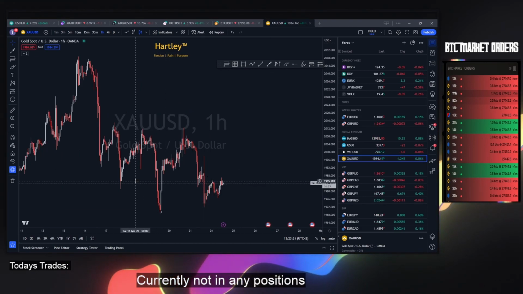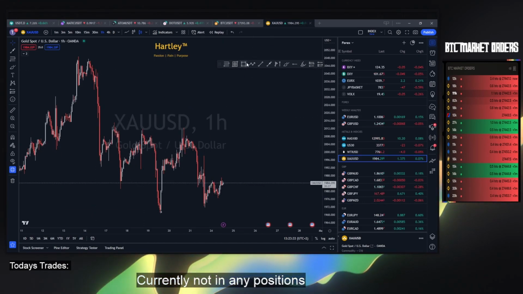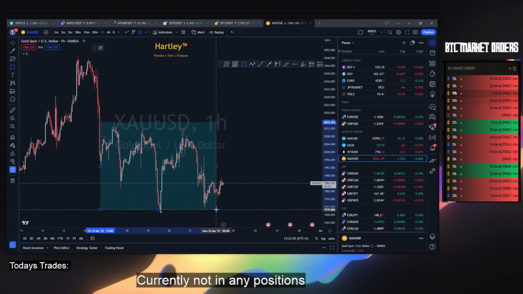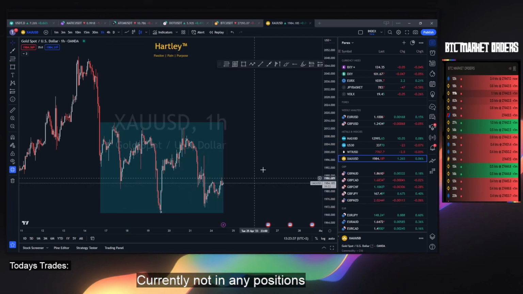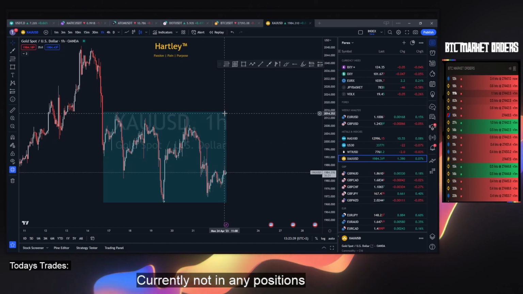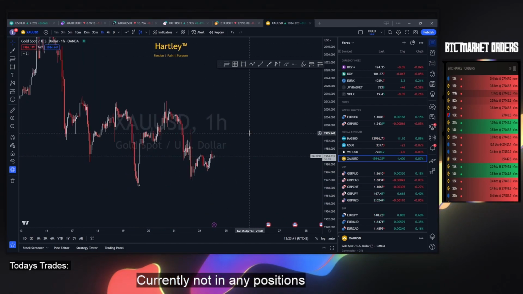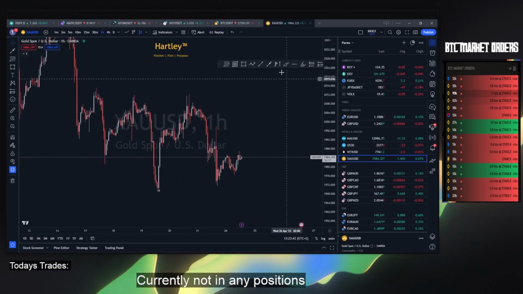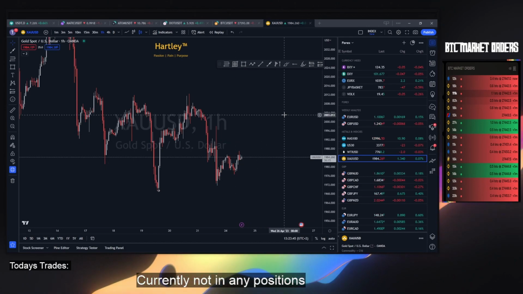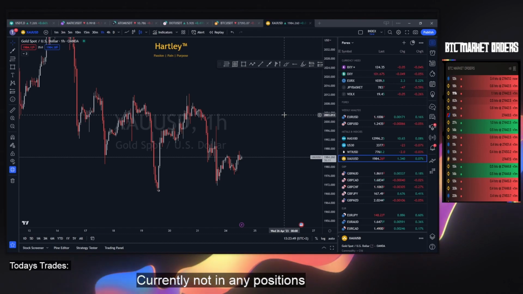Gold's doing the same thing. There's nothing really moving this market right now. It's all just consolidating, because it is a Monday, it is the open, so that's all consolidation. I'm not looking for any major positions right now. I want to see what gold's doing today before I decide to do anything else with gold.